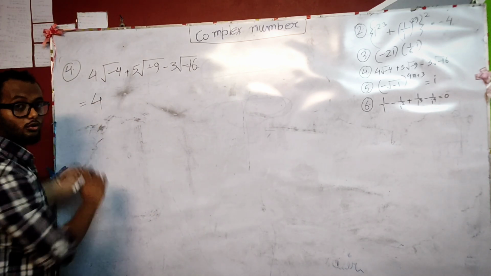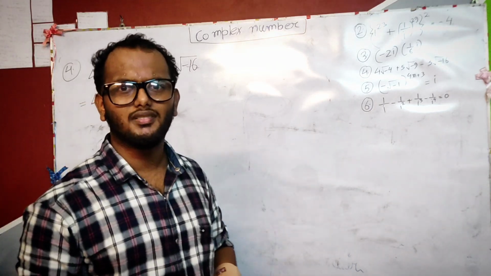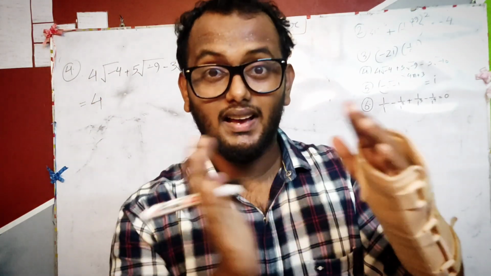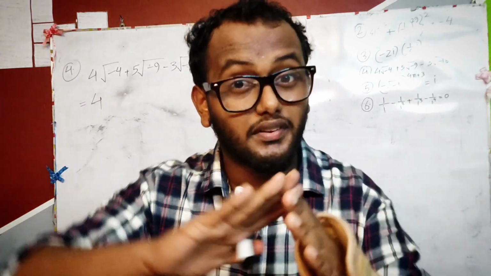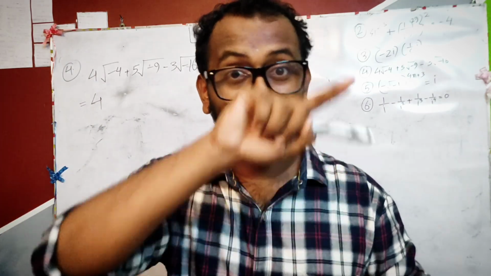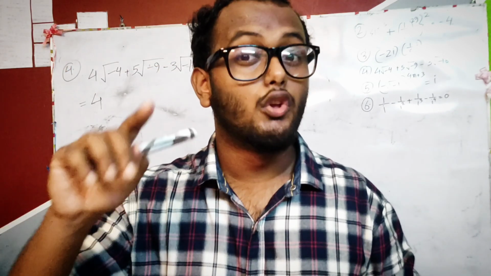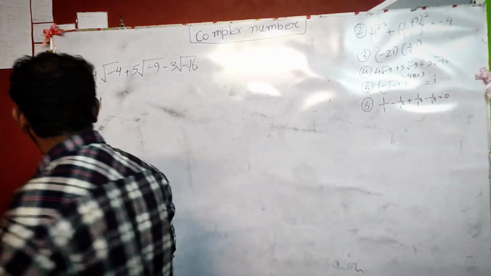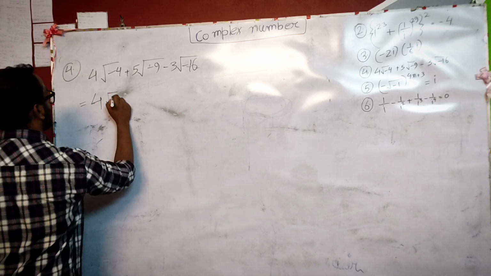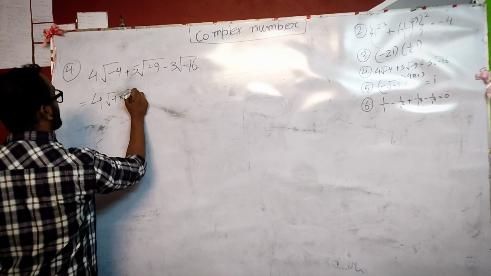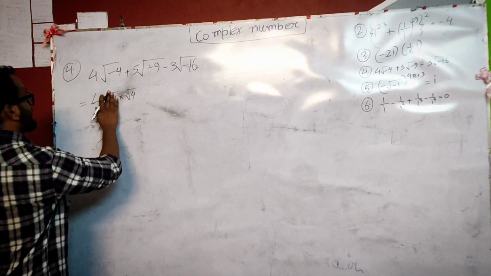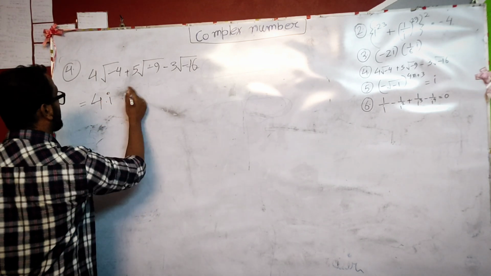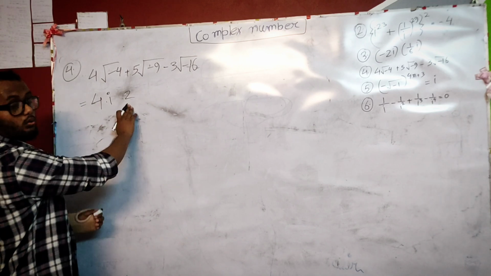4 into, what is root over minus 4? You already know this one. The minus is getting separated and the 4 is getting separated. So root over minus 1 into root over 4. Root over 4 is only 2, and root over minus 1 is iota. What is root over minus 1? That is i. What is root over 4? That is 2. 4 into 2, 8i.